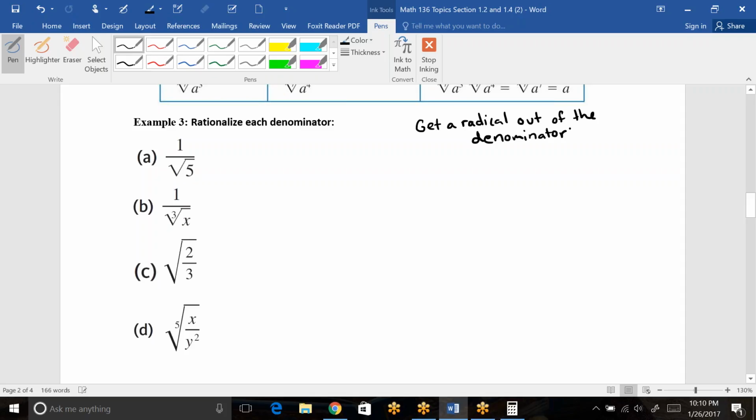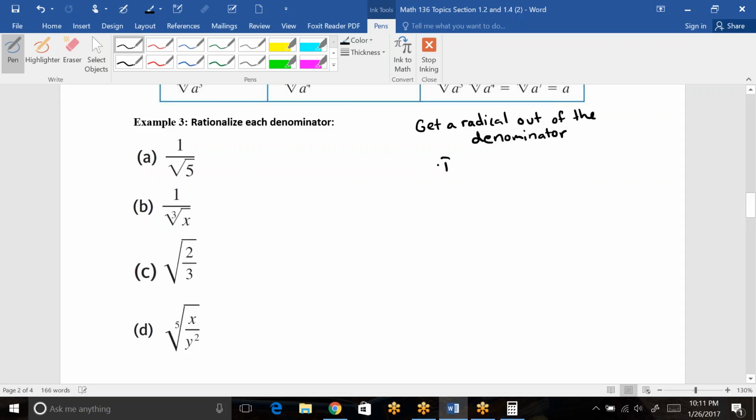You could rationalize the numerator. That means you wouldn't want any radicals in your numerator. We don't usually go that route unless you're in like a higher level calculus class where you want to manipulate something so that the radical's in the bottom. And there are reasons sometimes when you would want to do that. For college algebra, we always rationalize out of the denominator, and so that's the same thing we do for trig as well. So how do you do that?